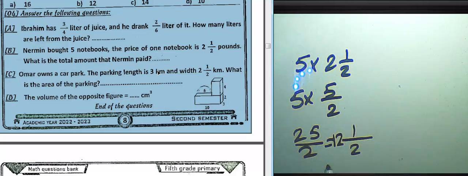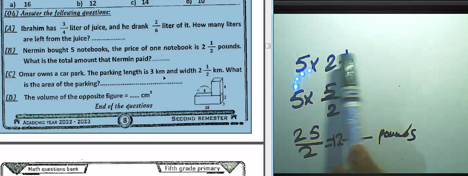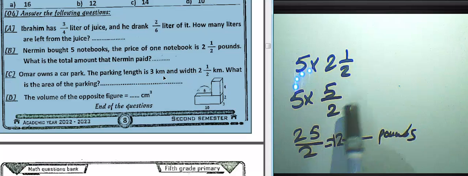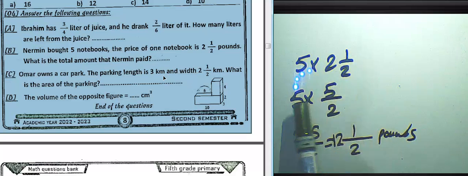So Nermeen paid 12.5 pounds. Again, 5 times 2.5. We must convert first from mixed number to improper, right? 2 times 2 equals 4 plus 1 equals 5. 5 times 5, 25. 25 divided by 2 will be 12.5 pounds. It's the price of all the notebooks which she paid.